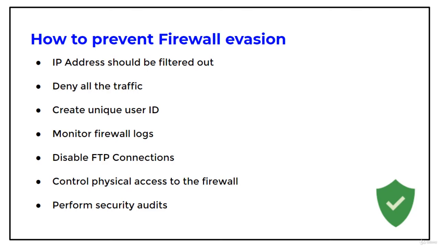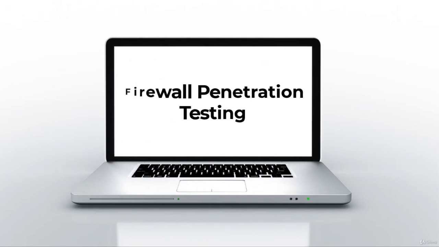Now by default, disable all the FTP connections to or from the network. Catalog and review all the inbound and outbound traffic allowed through the firewall. Take regular backups of the firewall rule set and configuration files, and schedule regular firewall security audits. Also control physical access to the firewall and specify the source and destination IP addresses as well as the ports. In this way you can prevent firewall evasion so that the attacker cannot breach the system. In the next lecture, we will see how to carry out firewall or IDS penetration testing.